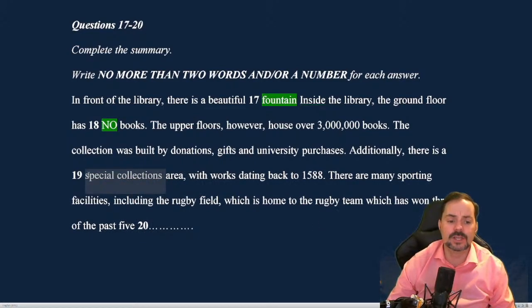You need all of this. If you just wrote special collection with no S, you would get it wrong. So here, you needed this S on the end to get it correct, okay?